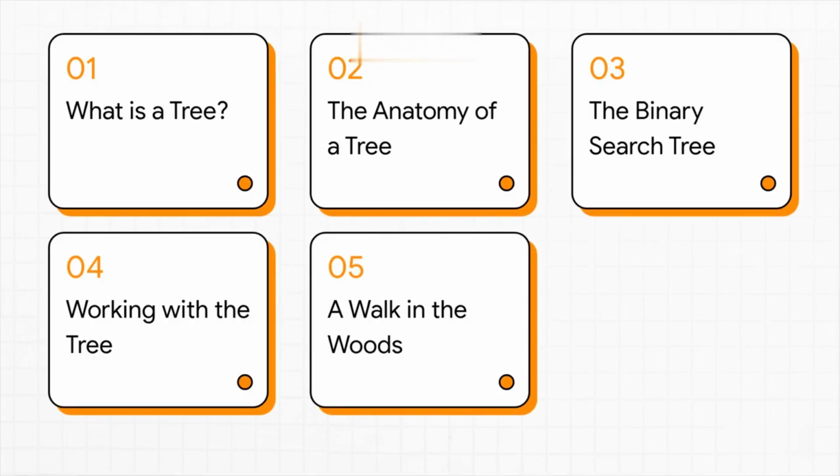All right, so here's our game plan for getting a handle on this. First, we'll nail down what a tree actually is. Then, we'll look at all its different parts, the anatomy, you could say. After that, we'll zoom in on a really powerful version called the binary search tree. We'll see how to actually use it, and then we'll take a little walk through the woods and see how to visit all the data inside.